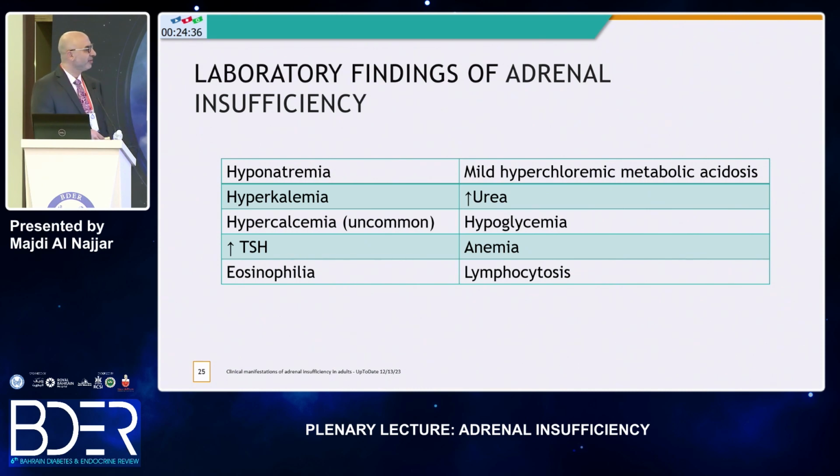These are the lab findings: hyponatremia, hyperkalemia, acidosis, eosinophilia, lymphocytosis, anemia, autoimmune with hypothyroid. Rarely you can see hypercalcemia and hypoglycemia.